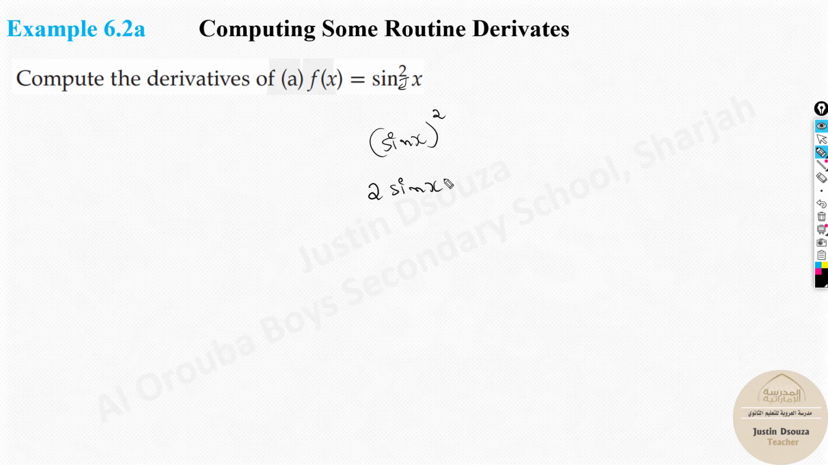But don't forget, this is a chain rule. You solve the power rule to sine x. Power 1, we don't write it. It's 1 as it is. Now remember, multiply it with cos x.